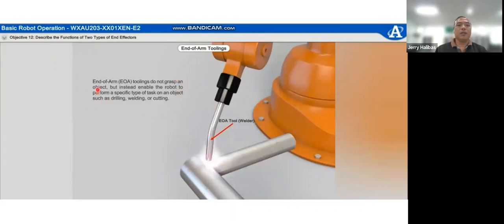So end of arm, EOA. Tooling do not grasp an object. So kaning EOA, pwede siya for cutting or welding, drilling, and so on and so forth. Tooling. So pwede tool ang imong device. Then kung katong naka-dumdum sa robot flange, kaning connecting. Then pag-connect nila sa tool o ang katong robot flange as a second.